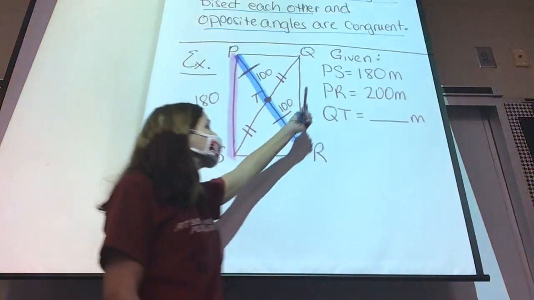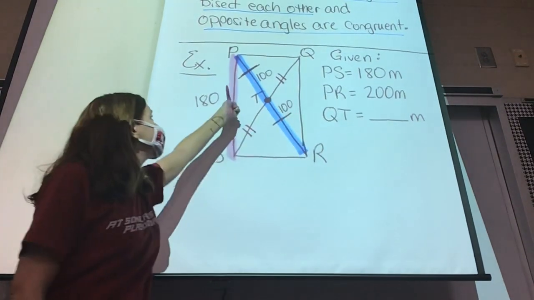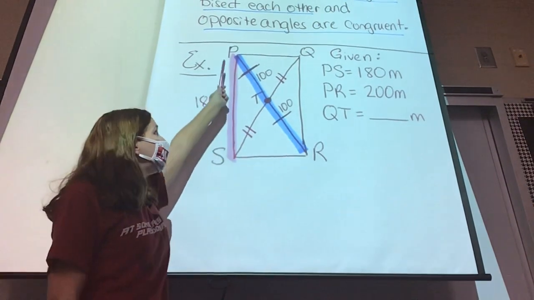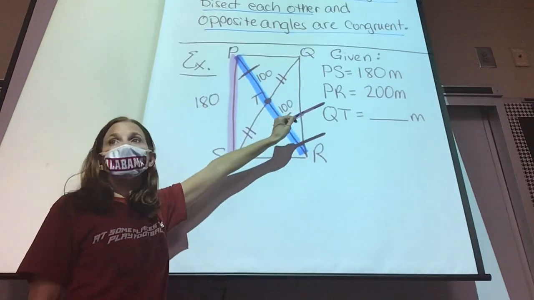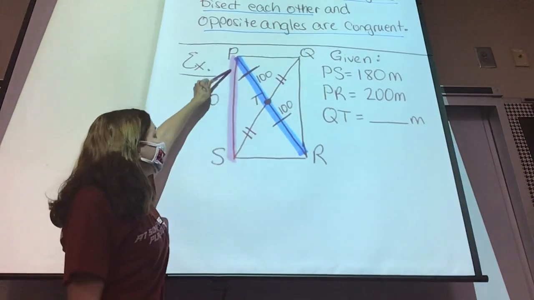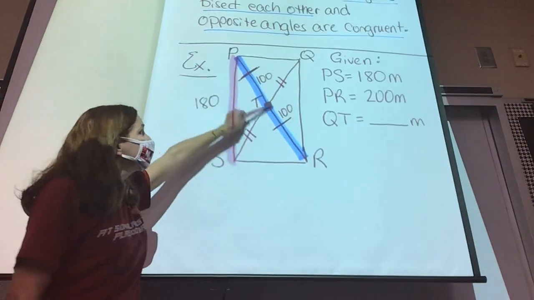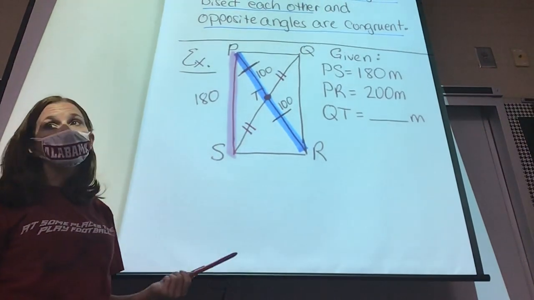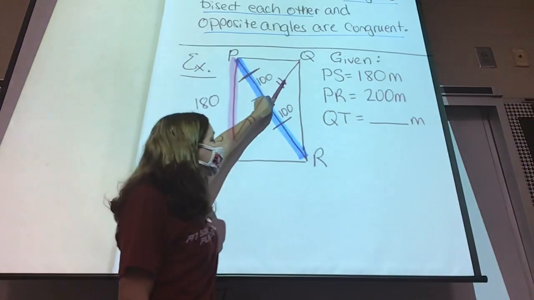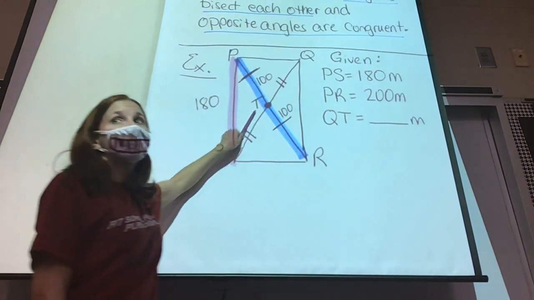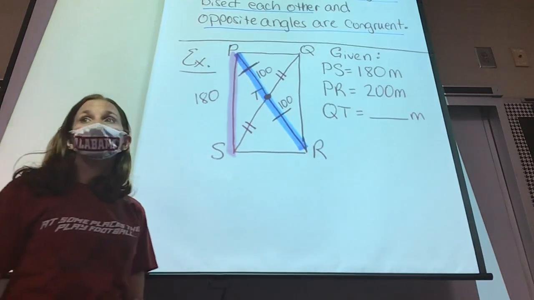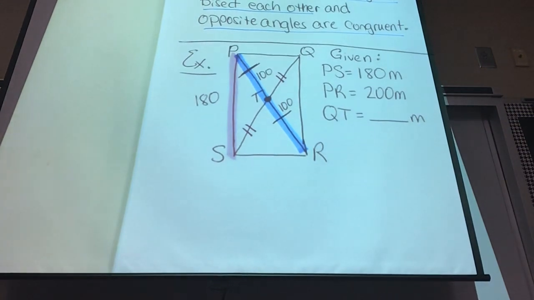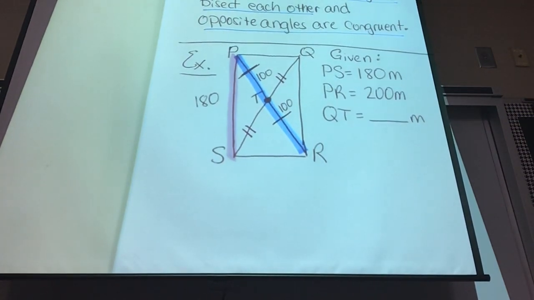They didn't mention QS. They told us what PS is, which is this side. And they told us what PR was, which was 200. So this whole line was 200. So if the whole line was 200, then this half was 100 and this half was 100. So I've already split that. But I don't know anything about this line, because they didn't tell me anything about this side. But that's what they want me to find.